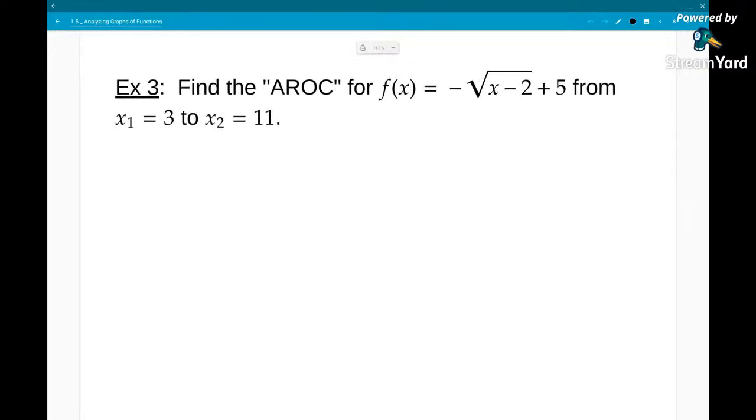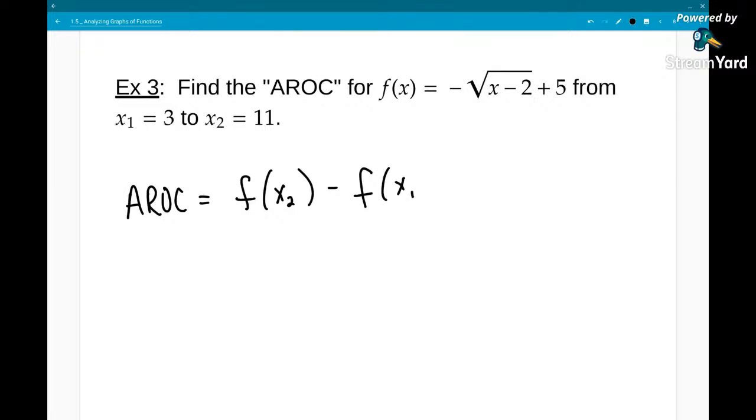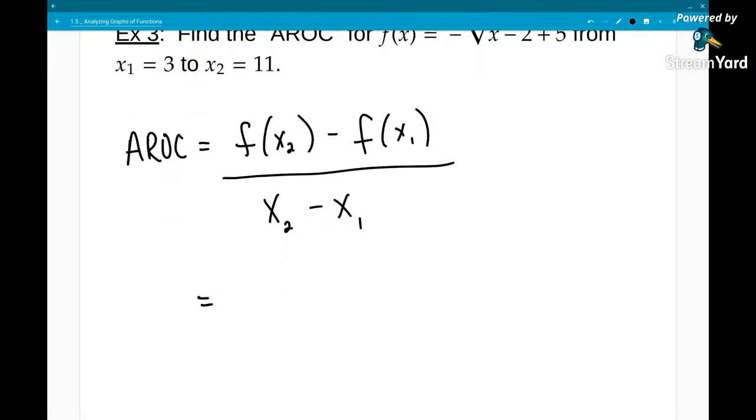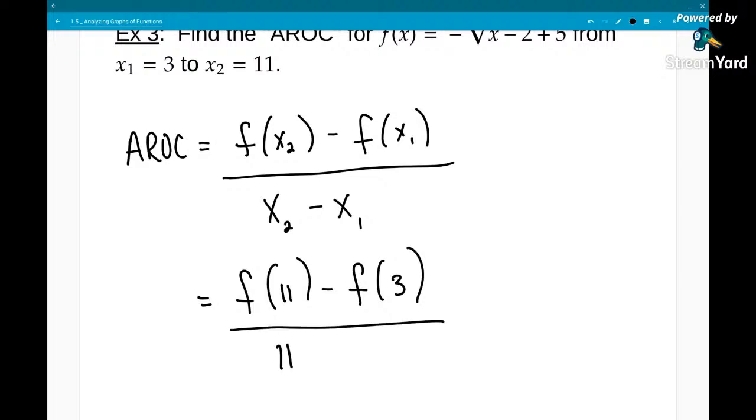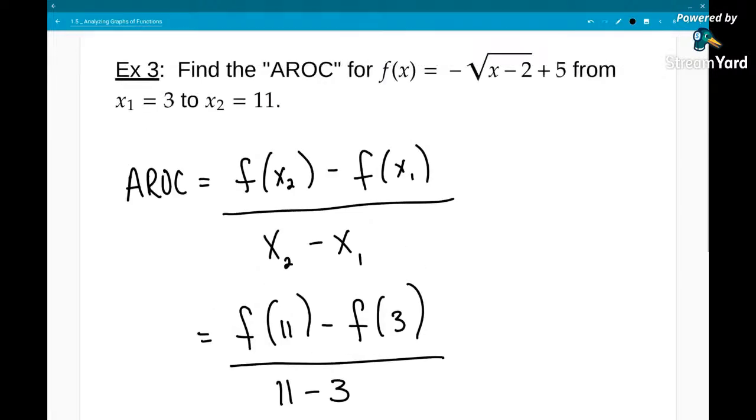So really quickly, average rate of change is f of x2 minus f of x1 divided by x2 minus x1. So we're going to substitute in 11. We're going to substitute in 3. And then we're going to find the difference of 11 and 3. When we substitute in 11, we get the square root of 9, which is 3. We take its opposite and add 5.